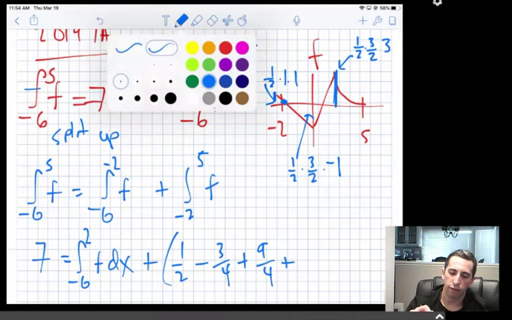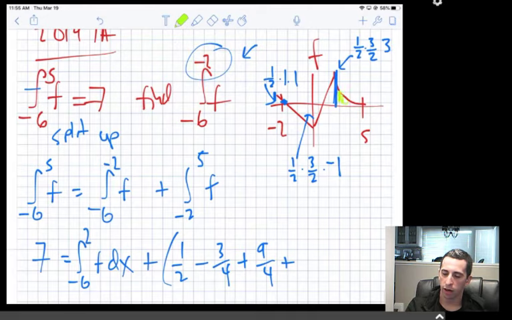And then I just need to figure out what is this area down in here under this circle? And it tells you it's a quarter circle.